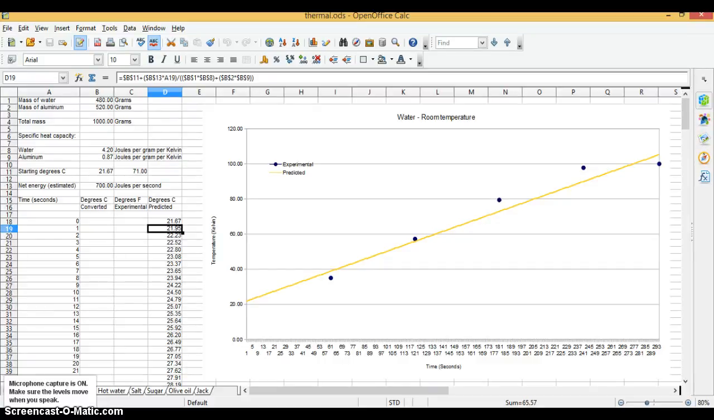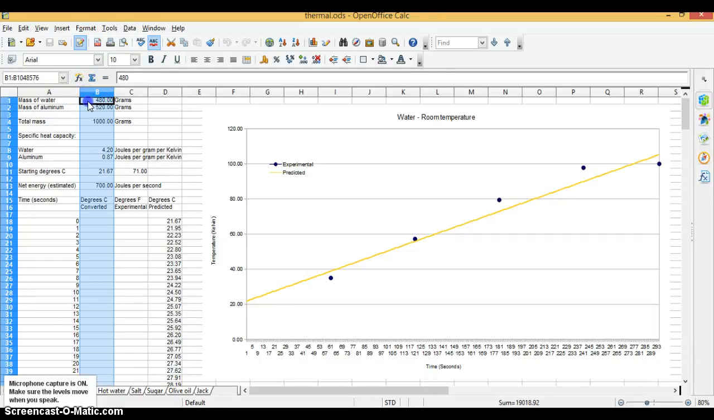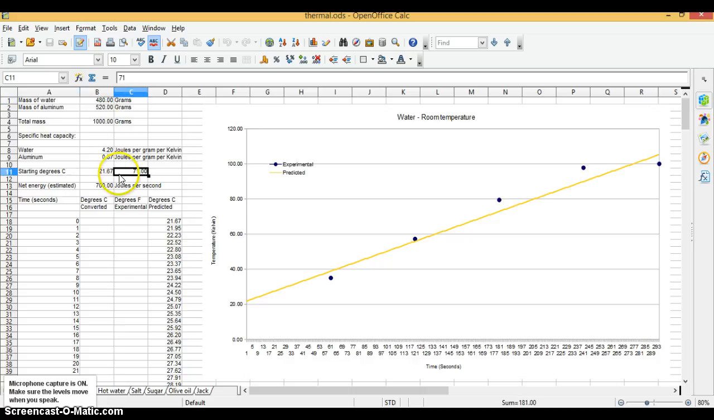I set up the constants for the calculation at the top of the spreadsheet. My cooking pan weighs 520 grams. I chose to use a relatively small pan and relatively small amounts of ingredients in order to cut down on the total time for the experiment. I believe the cooking pan I chose is made completely of aluminum. I added 480 grams of room temperature water to the pan, which is about 2 cups of water. I started with a room temperature of 71 degrees Fahrenheit, 21.67 degrees Celsius.